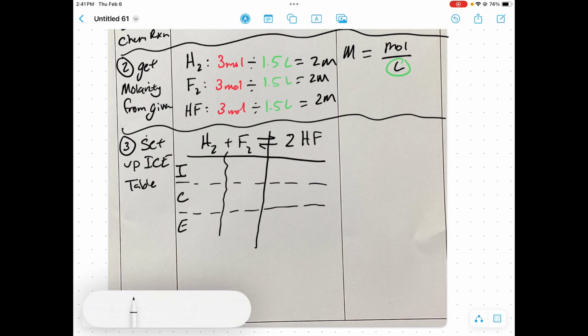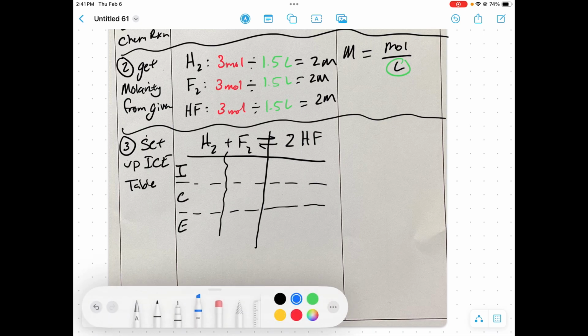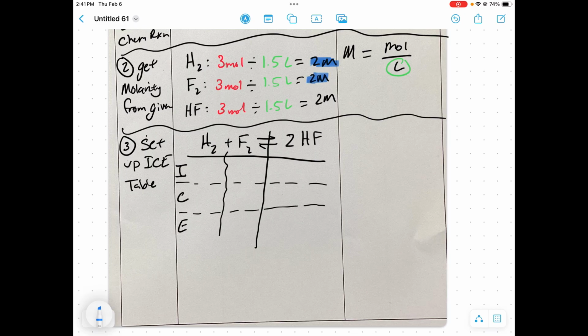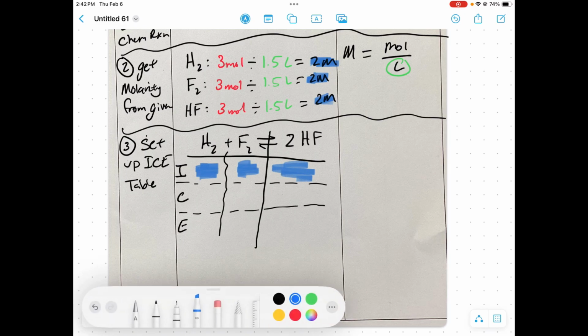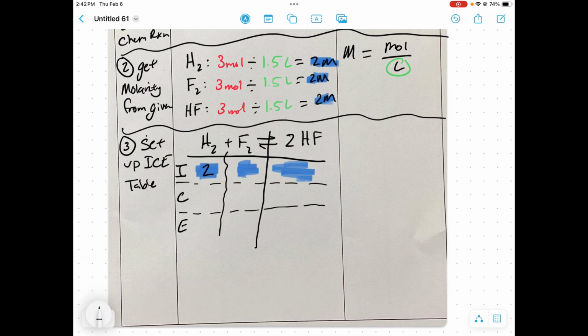From here, I can go ahead and plug in my initial concentrations first. I have my molarity values, so I'm going to plug them into those initial concentration spots. I'll be filling in 2. Now I have to figure out what my change is going to be. I know that value is going to be X. I'm not sure yet if I'm going to be adding it or taking it away, so I'm just going to put in X for all of my changes.